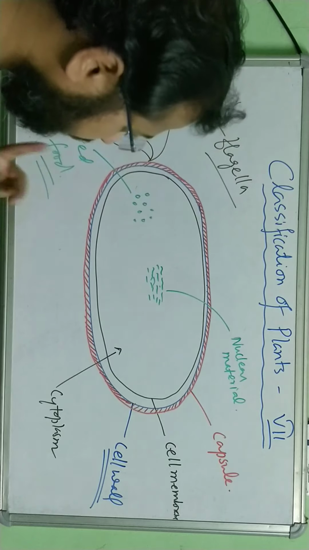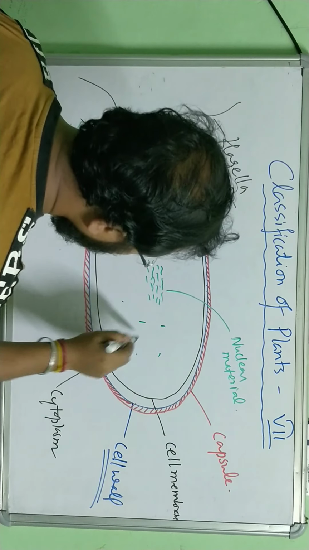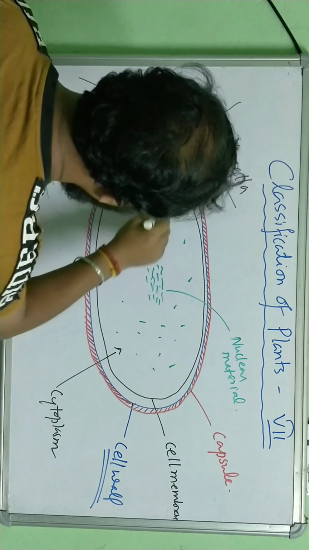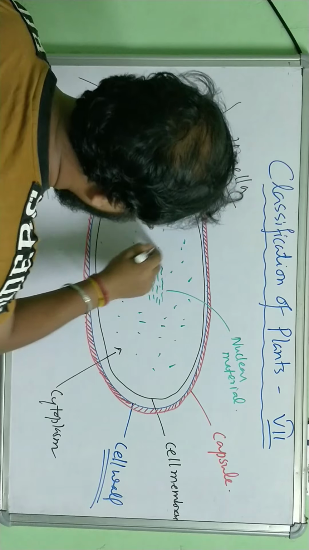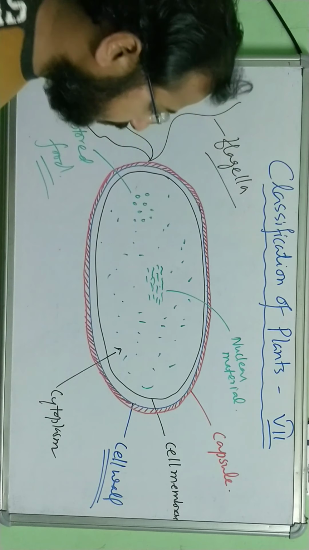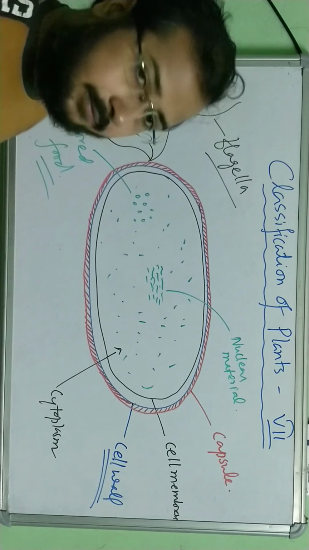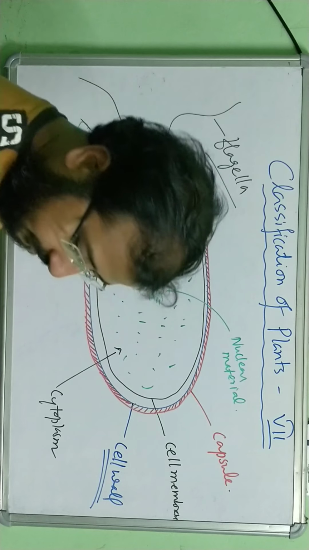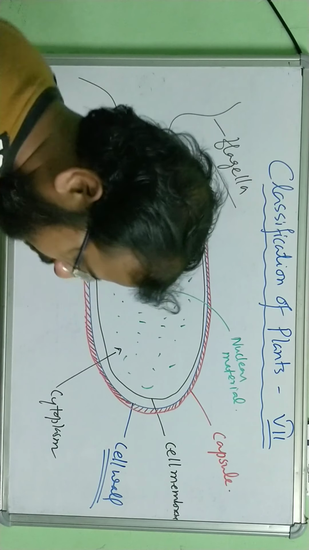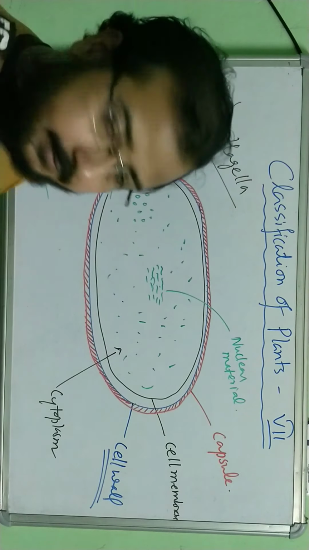Clear? So you have to practice this. To indicate the cytoplasm inside, you can give dots here. That's it, a very simple diagram with the labeling. Now next, I am going to discuss the topic of amoeba. So you must practice this.